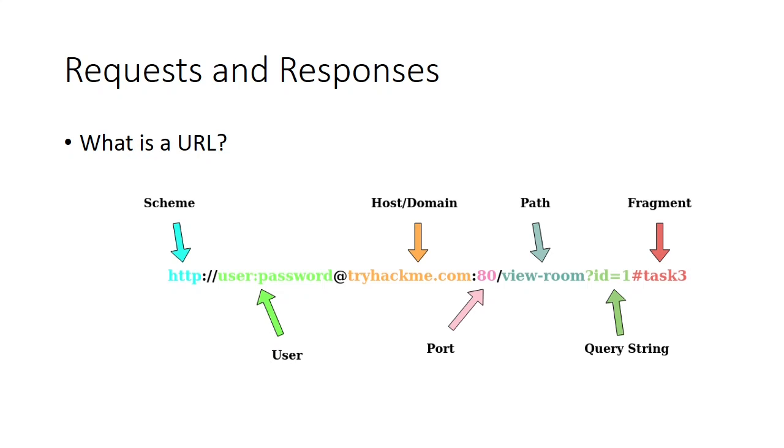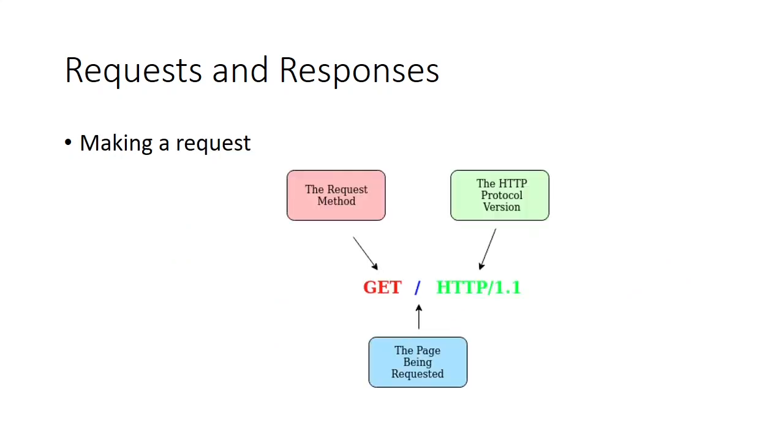So when you want to make a request, in fact, what is done is you use the request method. Here it's a GET method. We're going to see other HTTP methods later. So here it's the GET method, then the page that is being requested. Here it's the home page, and the version of the HTTP protocol used. Here it's HTTP 1.1.